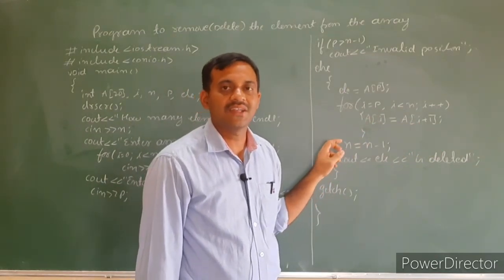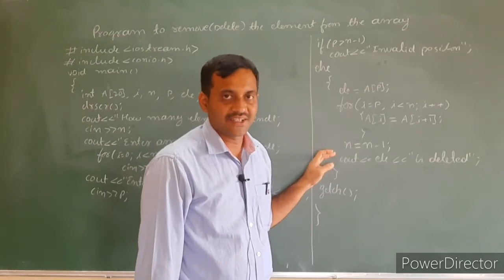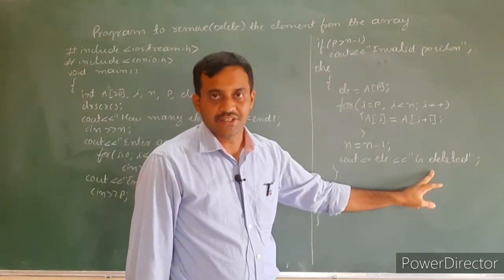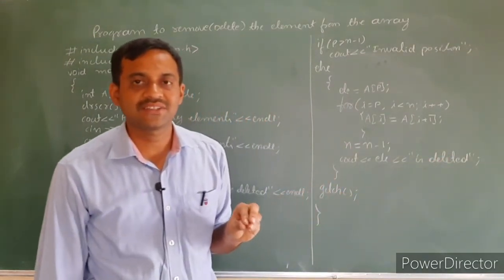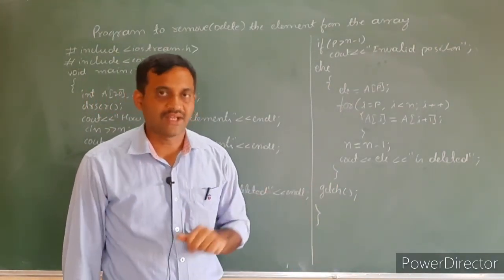Just override the elements. After that, decrease the array size. When the for loop terminates, decrease the array size. Just print which element is deleted. Close the else part, close the program.